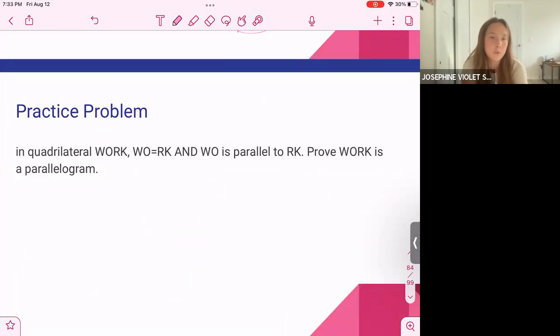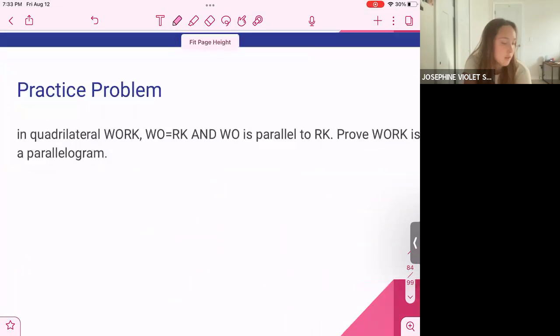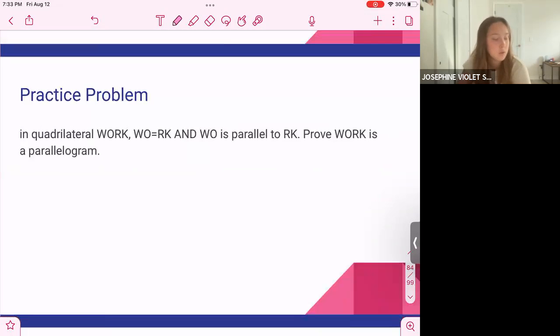I think we should work through this one together. If you have questions following along, please ask. Okay, so let's say we have a quadrilateral WORK, and we know that WO is equal to RK. We know that WO is parallel to RK. So what we're trying to prove is that WORK is a parallelogram.